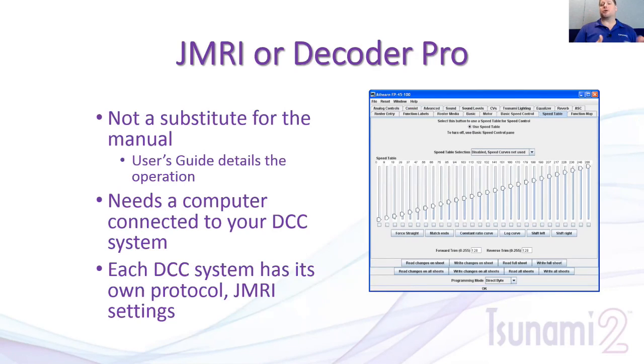Make sure the decoder behaves the way you want it to, and then you can always go back, put it on the programming track, and read all changes, and it'll highlight what CVs have changed from the last time it was programmed. And that way you can see either you misread an interpretation of the checkbox or the slider bar, or the folks at JMRI may have misinterpreted a manual.